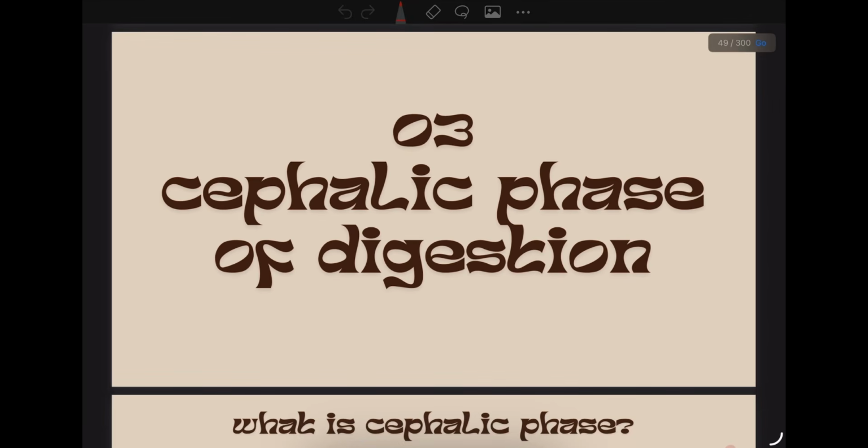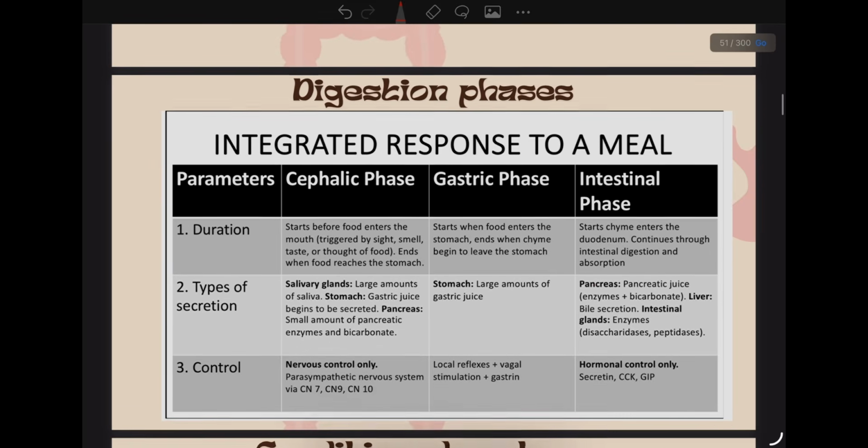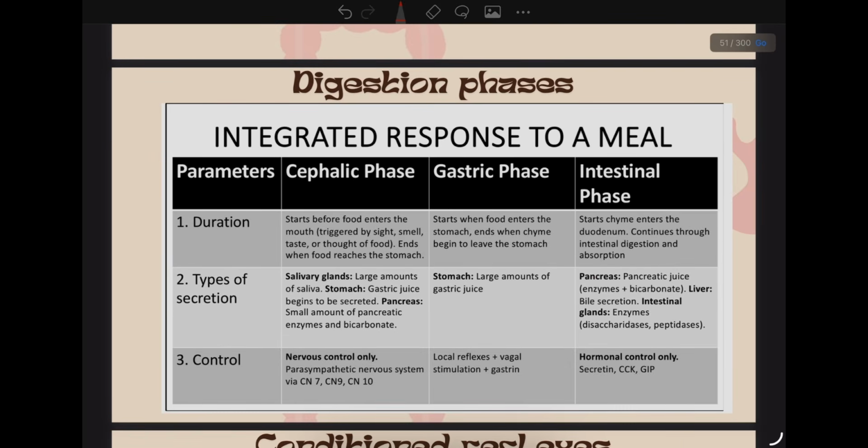Okay, so cephalic phase of digestion. To understand what the cephalic phase of digestion is, I would like you to know that we divide digestion into 3 main phases: cephalic, gastric, and intestinal. We will not be talking about gastric or intestinal for now. So what's the cephalic phase? Have you ever smelled a very delicious food and felt like your mouth is becoming watery, your stomach is itching, and you feel you're getting hungry? Yes, this is the cephalic phase of digestion.